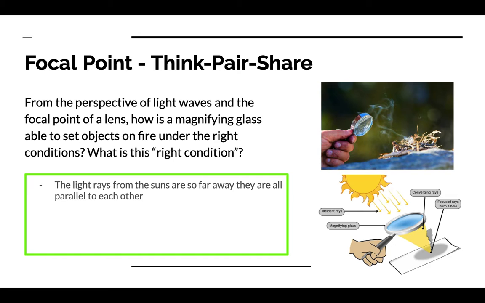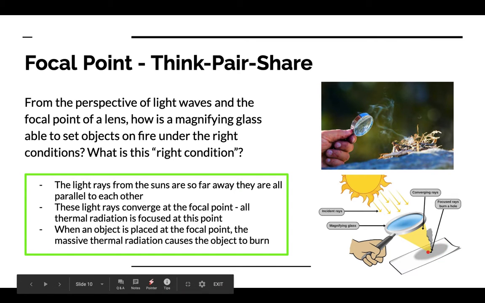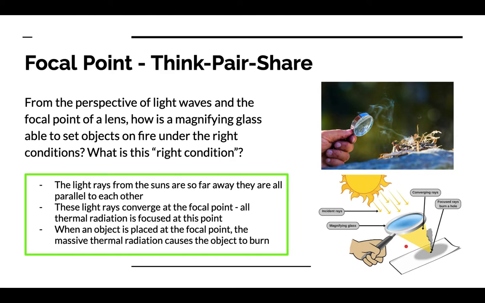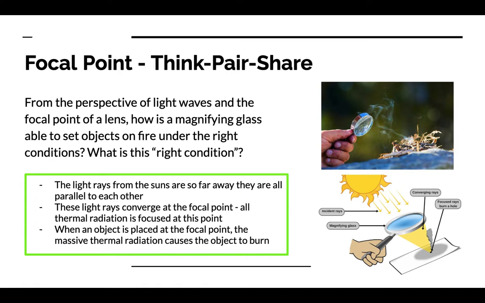And the specific condition that we need is that our object has to be placed right at the focal point of our convex lens. Okay, if we have our object placed a little bit closer, say right here, our light rays are going to be dispersed, and there's not going to be any convergence. So as a result, our paper will not ignite. Whereas if our paper is a little bit too far away, the light rays are going to start to spread out again once they pass the focal point, and that's going to result in a dispersion of light waves on our paper again, and thus our paper is not going to ignite.